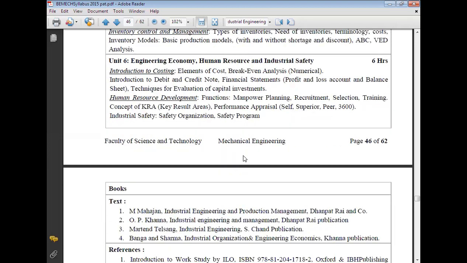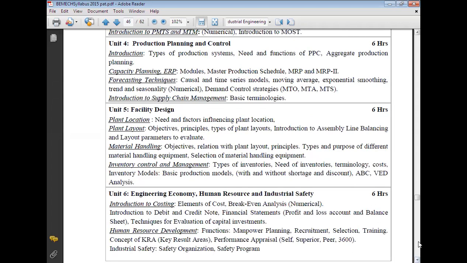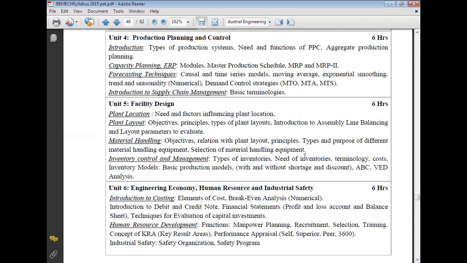Then if we see the fourth unit, that is nothing but the production planning and control. So in the production, we will see the introduction and types of production system, need and functions of production planning and control. Then aggregate production planning, capacity planning, ERP we will see. Then modules, master production schedule we will be seeing, MRP and MRP2 that we will discuss.